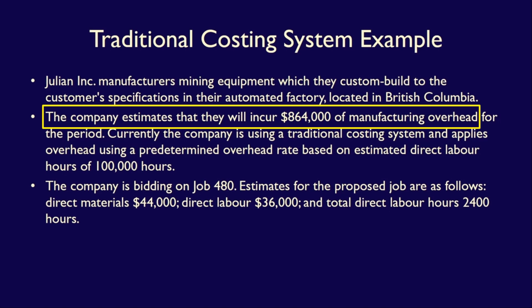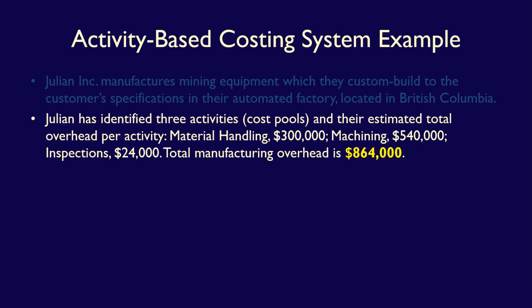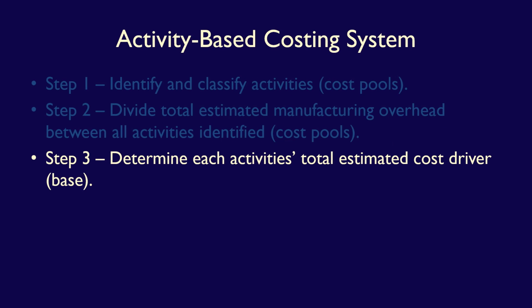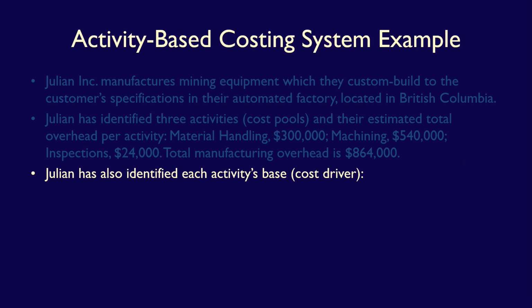The costing system does not change the total estimated costs. All it does is divide that estimated overhead into multiple cost pools, multiple activities when using activity-based costing. Total estimated overhead does not change. Step 3 is for management to determine each activity's total estimated cost base, or cost driver.